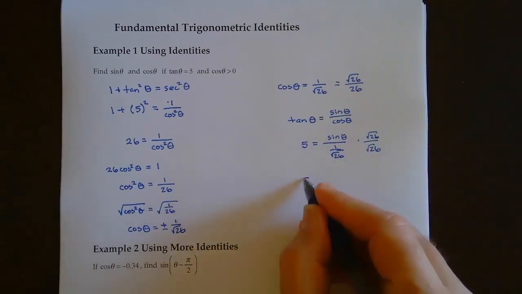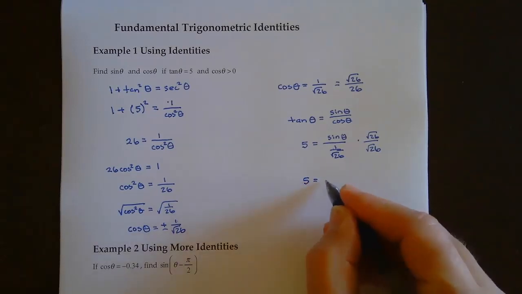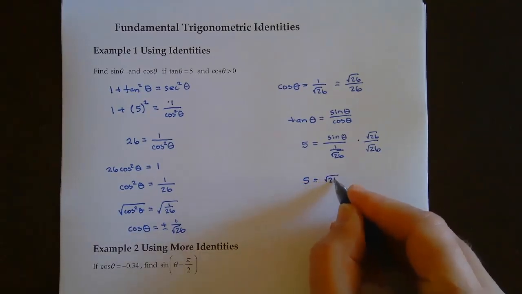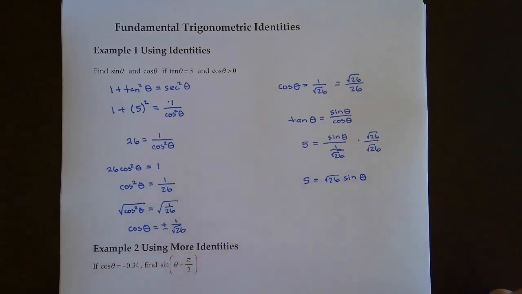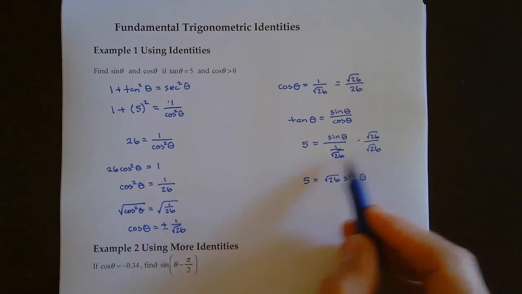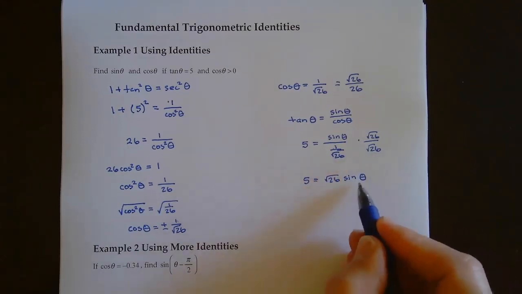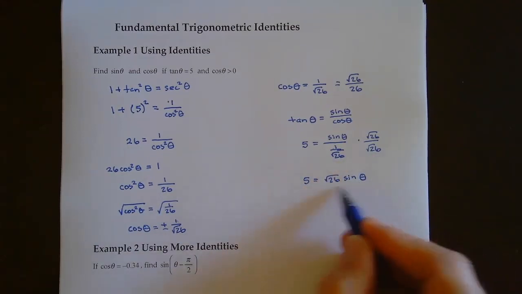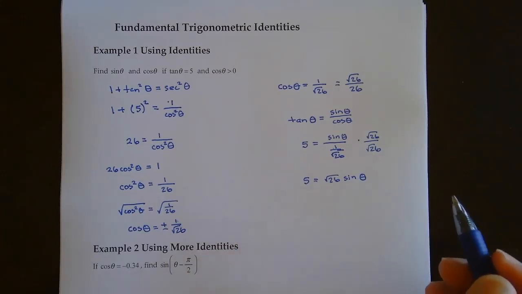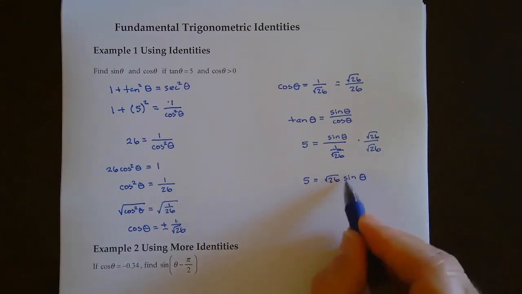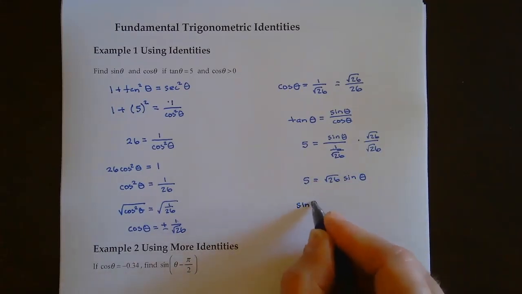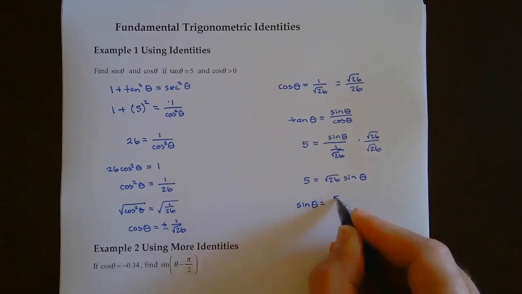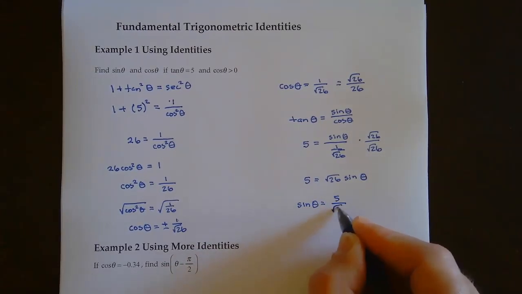So this would be 5 is equal to the square root of 26 sine of theta, right? And this denominator would just be 1, so I wouldn't need it, okay? And now I can get sine theta by itself because I can just divide both sides by the square root of 26. So that would mean sine of theta is equal to 5 over the square root of 26.